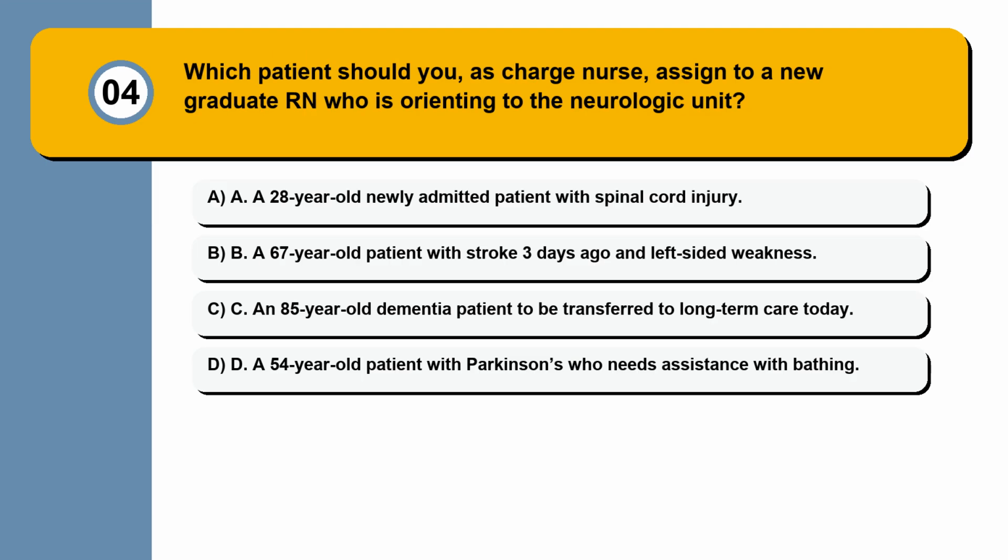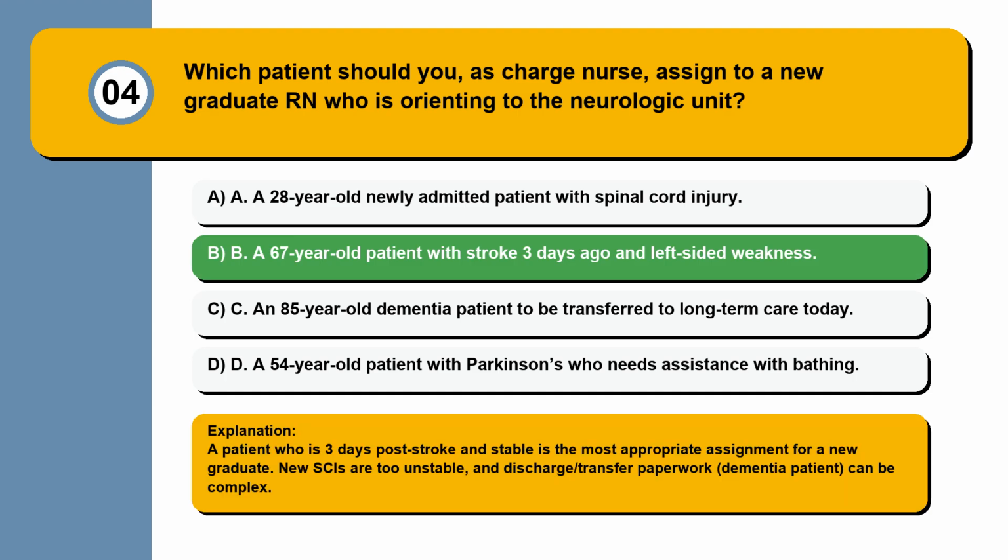Question 4. Which patient should you, as charge nurse, assign to a new graduate RN who is orienting to the neurologic unit? A. A 28-year-old newly admitted patient with spinal cord injury. B. A 67-year-old patient with stroke 3 days ago and left-sided weakness. C. An 85-year-old dementia patient to be transferred to long-term care today. D. A 54-year-old patient with Parkinson's who needs assistance with bathing.